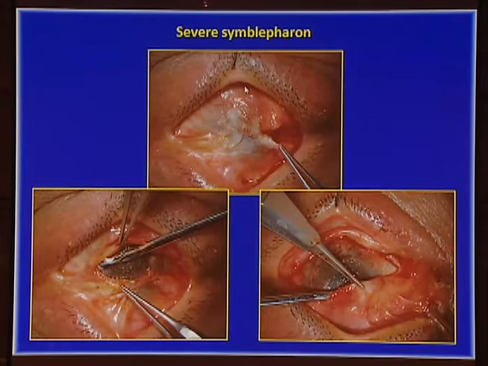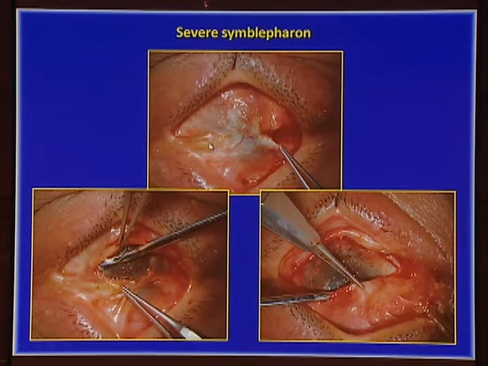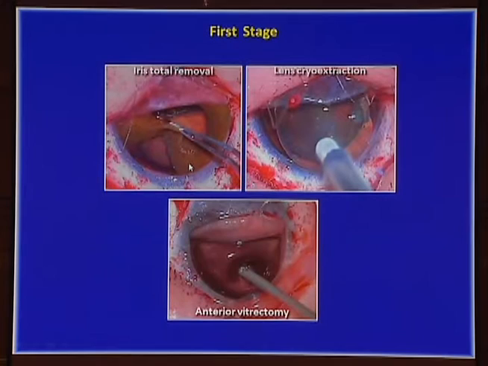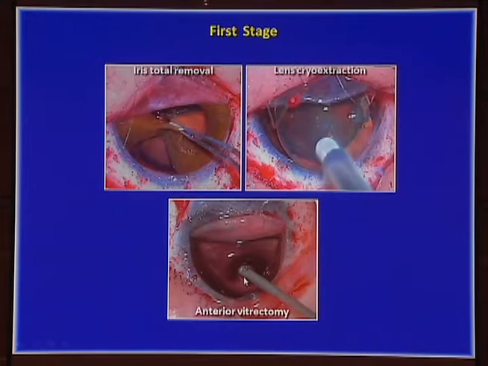before starting the procedure on the eye, we have to remove it, of course. The eye is completely covered and hidden by the membranes. So we must discover the eye. In the first stage of the procedure, the iris is always totally removed. The lens is always taken out, even if it's transparent, with the cryo extraction. And an anterior vitrectomy is performed, abundant anterior vitrectomy.